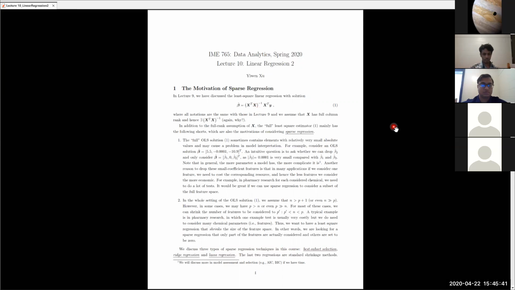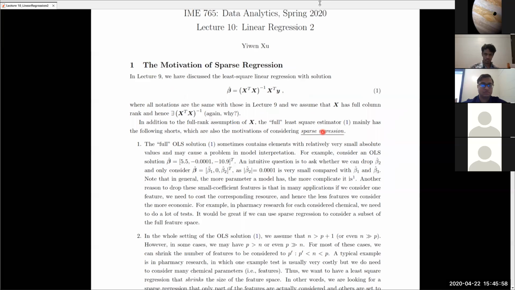However, it still may have some problems, because first of all, if you just use this equation to solve the OLS solution, you may have something that is very, very small. For example, consider this beta equal to this. You see, beta 1 is 5.5, beta 3 is negative 10.9, but beta 2 is 1.234 times 10 to the power of negative 4. It's a very, very small number compared with these two, right?